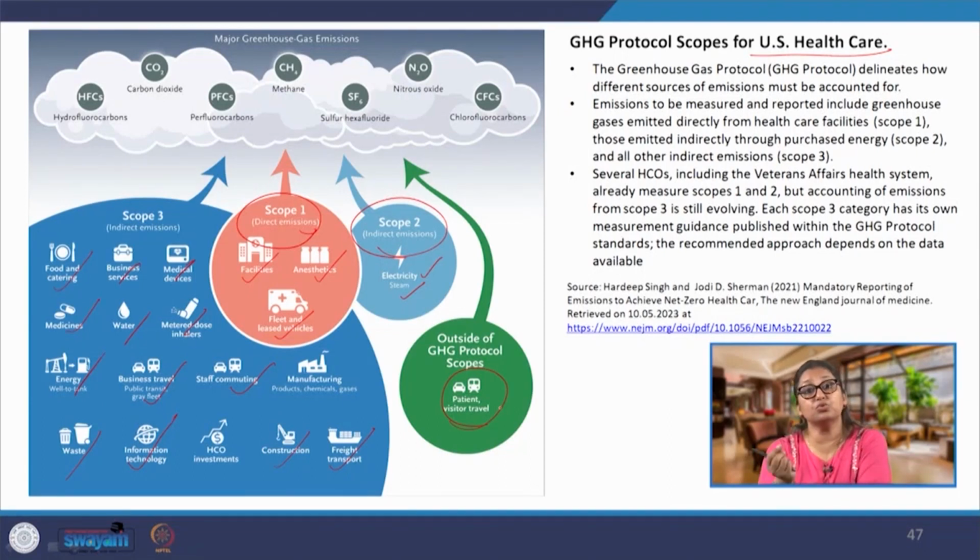So, how to identify, how to calculate, how to quantify the emission which is happening because of each one of these heads, proper accounting of these emissions, and then once we have accounted for it, we have identified the base here as we have seen earlier, we will go ahead and intervene through policy and its implementation to reduce the emissions in each of these categories. So, this is the case of US healthcare.